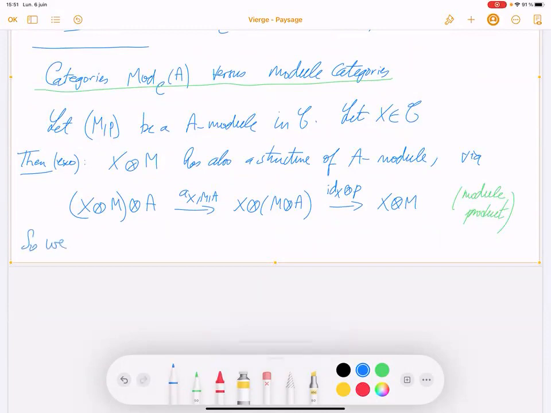So we have a functor like that, mod CA to mod CA. Okay, next.